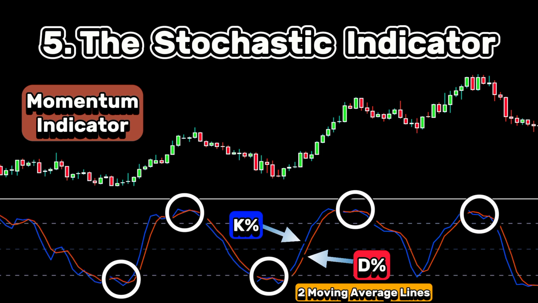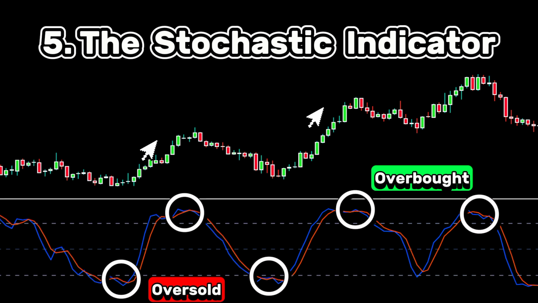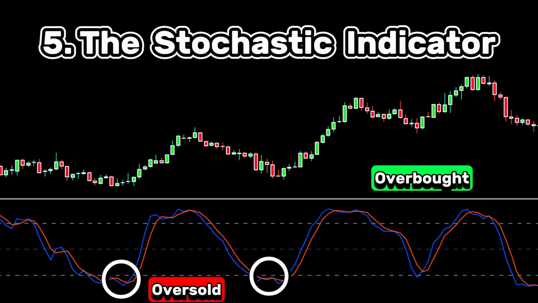But apart from that, the stochastic indicator is majorly known for the signals it provides at the overbought and the oversold levels. So when the market is rising up and the lines cross the overbought levels, we expect the market to reverse and start falling from that level. And when the market is moving downwards and the lines hit the oversold region, it signals that the market will reverse and start moving upwards.